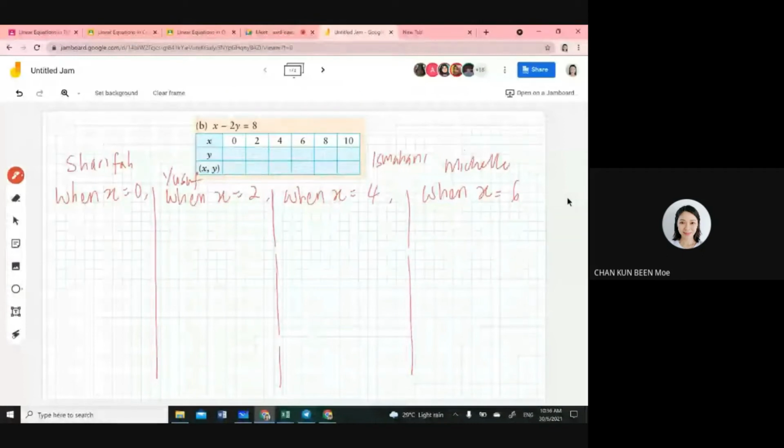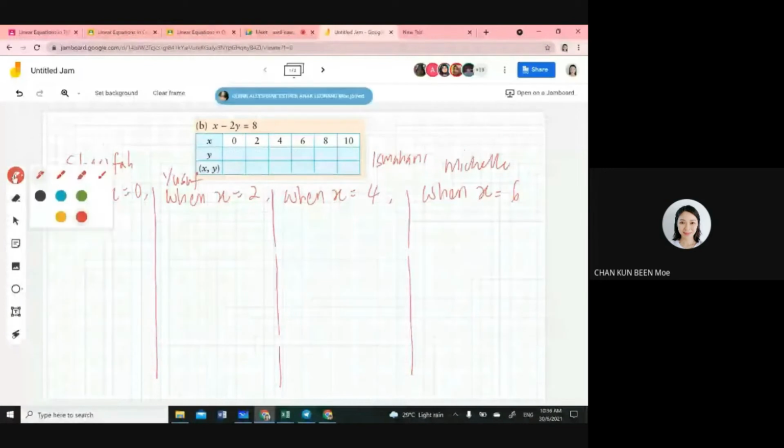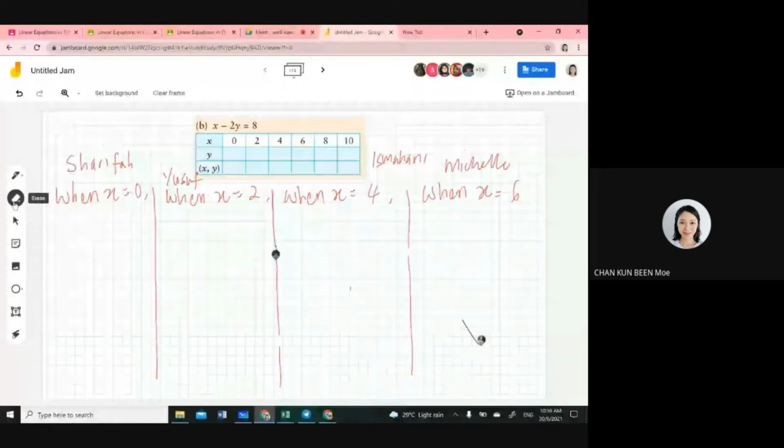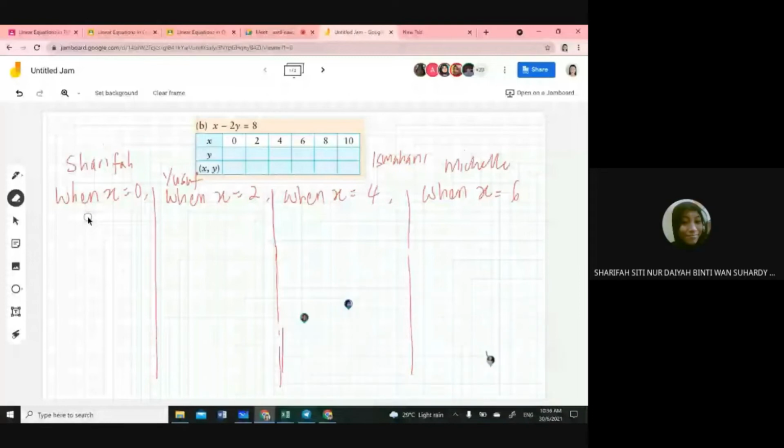What you need to do is choose the correct color that you want over here. And then this is the eraser. If you got it wrong, then you just erase it and write again. Sharifa, you hear me? Yes. Okay, can you write? Can you write, Sharifa? Yes. Okay, Yusuf, you hear me? Yusuf, can you write? Yes, madam. Okay, can you write?